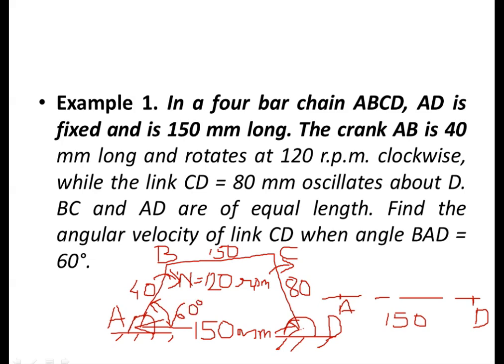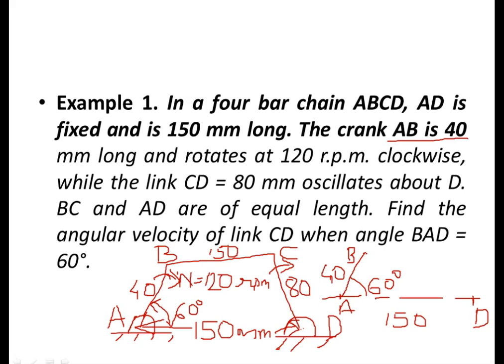Okay, so what can you do now? Point A is given, D is also given. You can draw the point B now. You can take an angle of 60 degrees, and you know the distance from A to B. What is the distance from A to B? 40 mm. So take a distance of 40 mm and mark the point B.